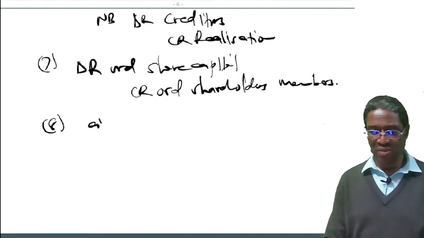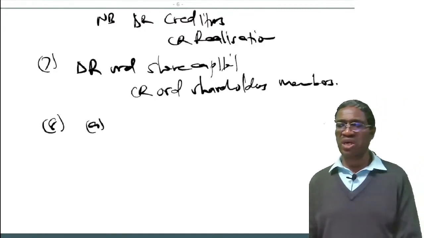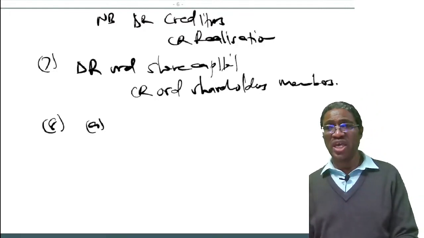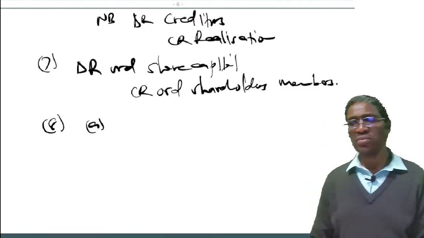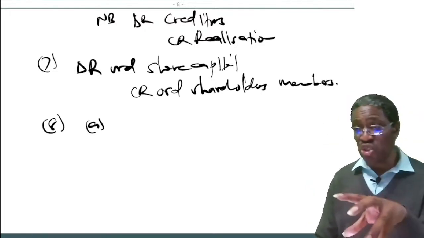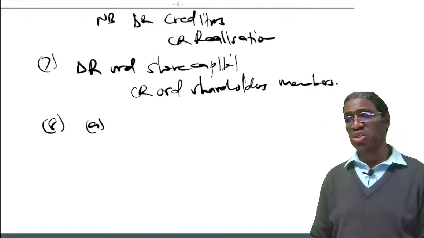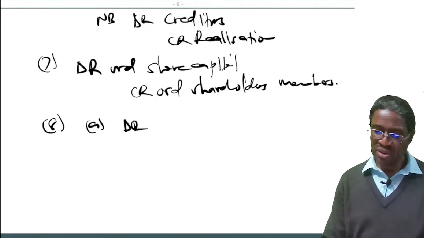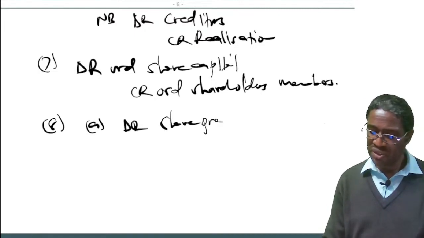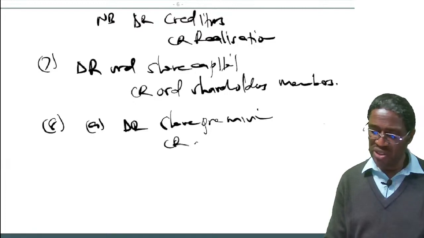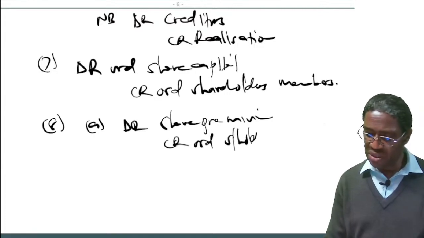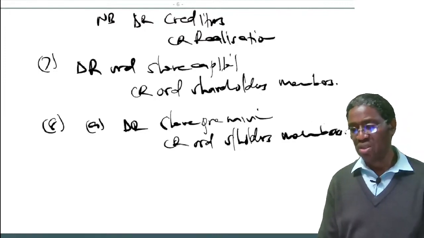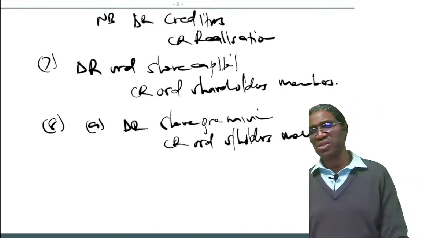Then below that you say number A. If positive reserve, e.g. share premium, debit share premium, credit ordinary shareholders members.